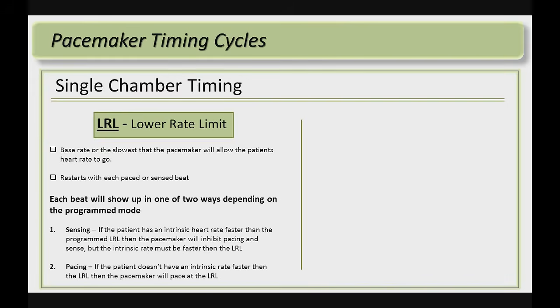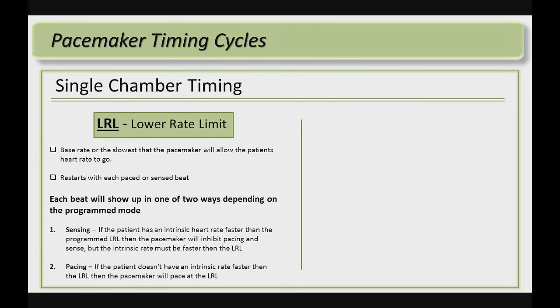Each beat will show up in one of two ways depending on the program mode of the pacemaker. The first is sensing. If the patient has an intrinsic heart rate faster than the programmed lower rate limit, then the pacemaker will inhibit pacing and sense, but the intrinsic rate must be faster than the lower rate limit. The second is pacing. If the patient doesn't have an intrinsic rate faster than the lower rate limit, then the pacemaker will pace at the lower rate limit.